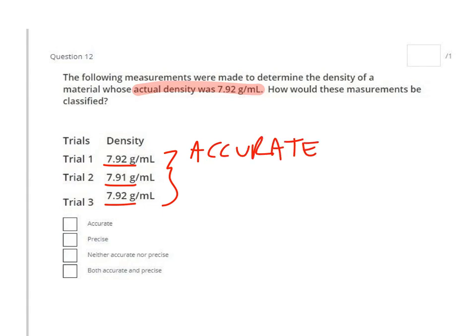Okay, so if it's accurate, then that gets rid of neither. Now let's see if it's precise. Are all three of these numbers close to each other? And I would say yes, they are either the same or within 1/100th of a decimal point, so I would say they are precise as well. So the best answer here would be both.